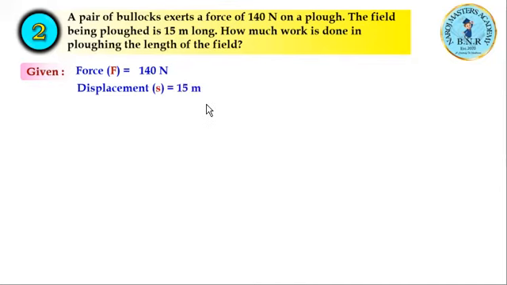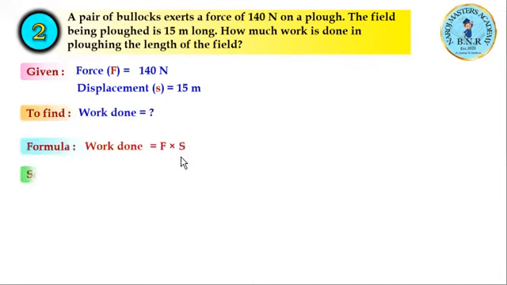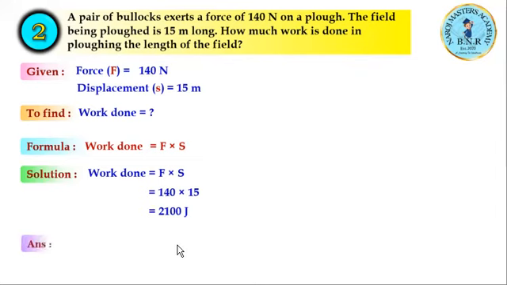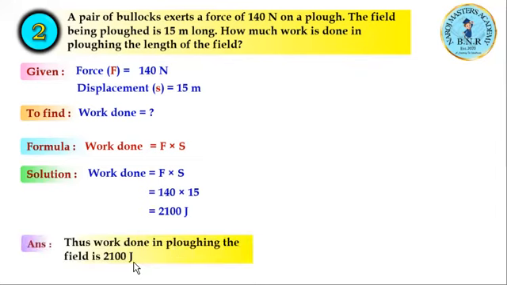Then how much work is done in plowing the length of the field? So here we have to calculate in the length of the field. Work done is equal to F into S, that is 440 into 15, 2100 joules. That's it. Along the same direction, so it is positive. Thus the work done in plowing the field is 2100 joules.